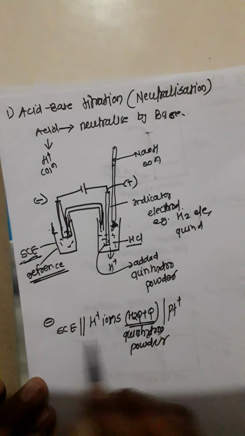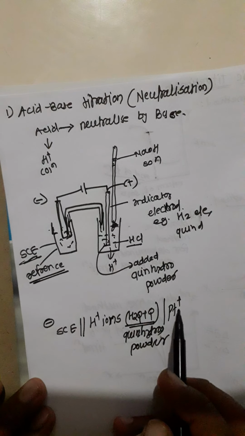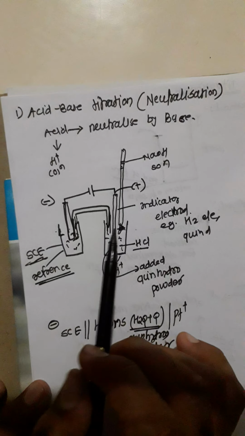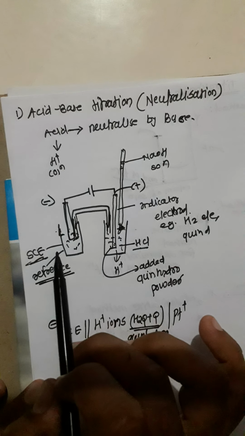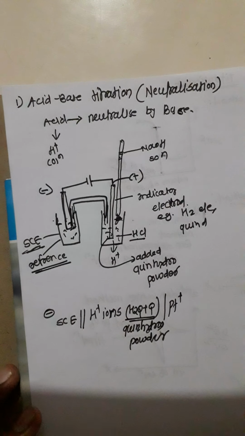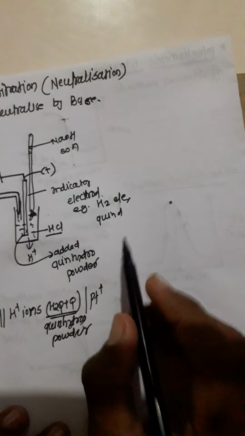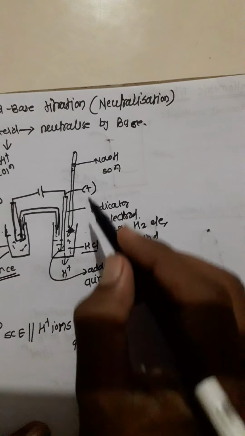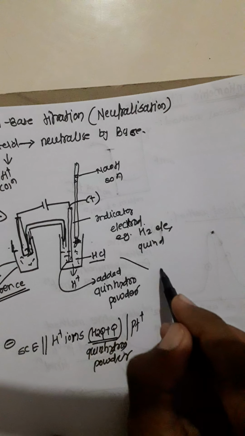This is the representation of the cell: saturated calomel electrode, H plus ions, and this is the platinum electrode. This cell is coupled with another cell by using a salt bridge. Whenever the titration is carried out, when the addition of any base to HCl, this is the acid.